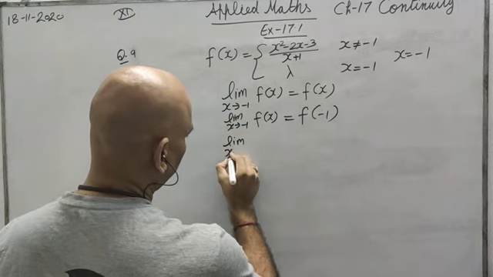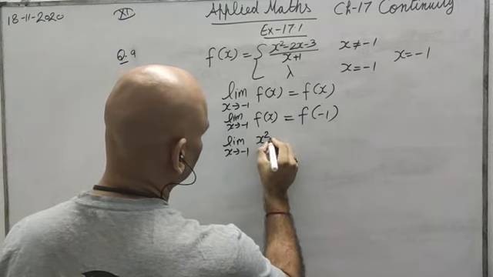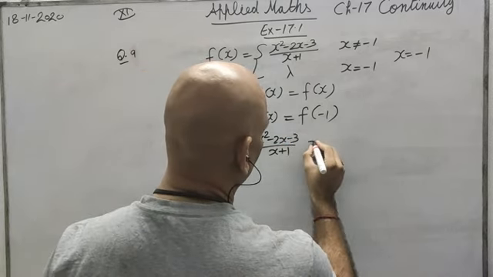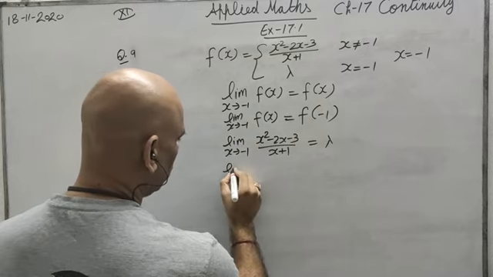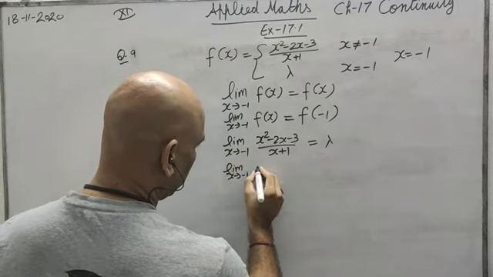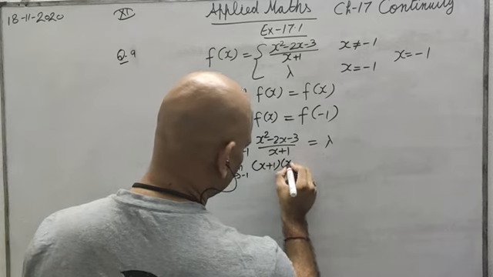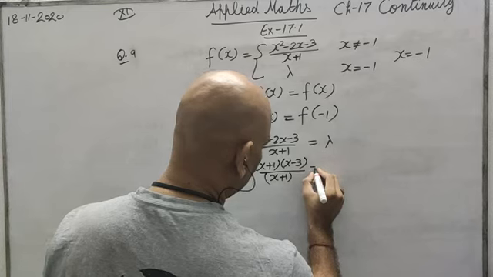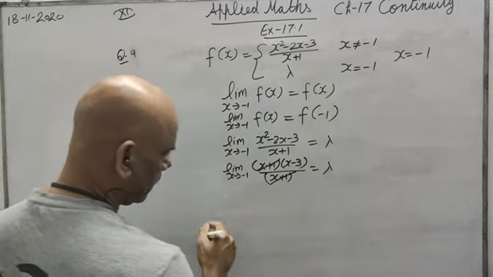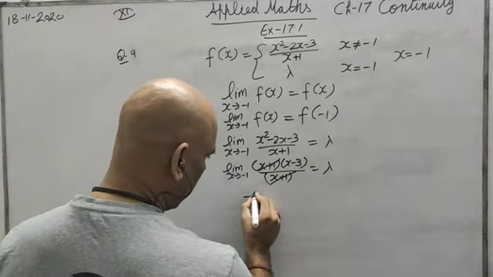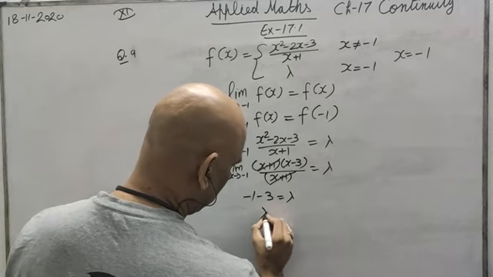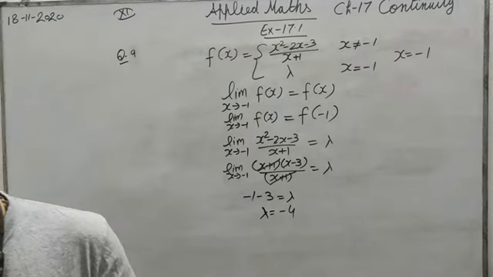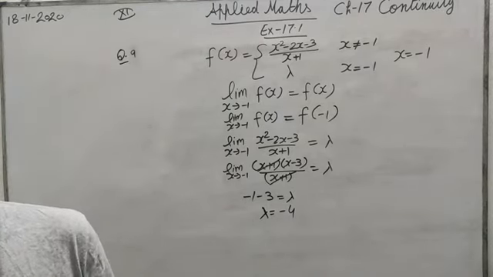So this we will solve once again by the factorization method. x square minus 2x minus 3: as you can see, in the present situation it is 0 upon 0, and that is equal to lambda. So we will factorize the numerator. The limit as x tends to minus 1 gives (x plus 1)(x minus 3) upon (x plus 1) equal to lambda. x plus 1 and x plus 1 cancel. In place of x, if I substitute minus 1, then I get lambda as minus 4. So that will be the value of the unknown here. This is question number 9.